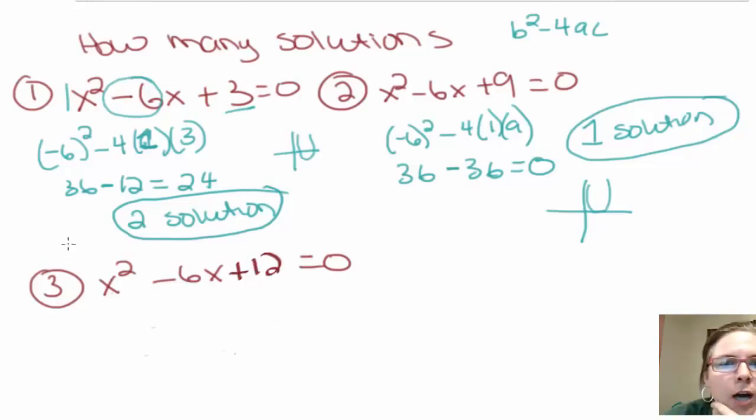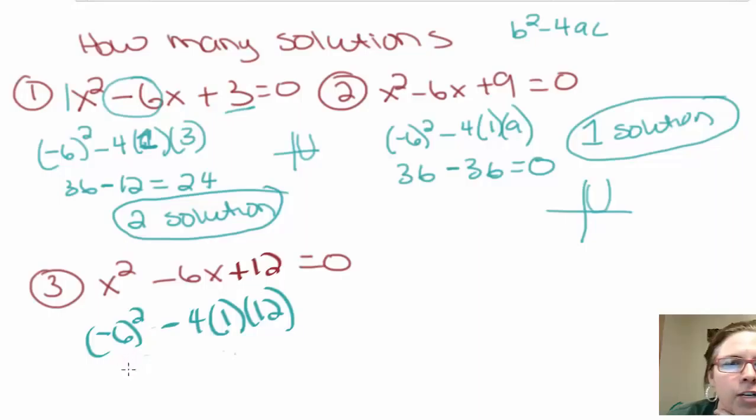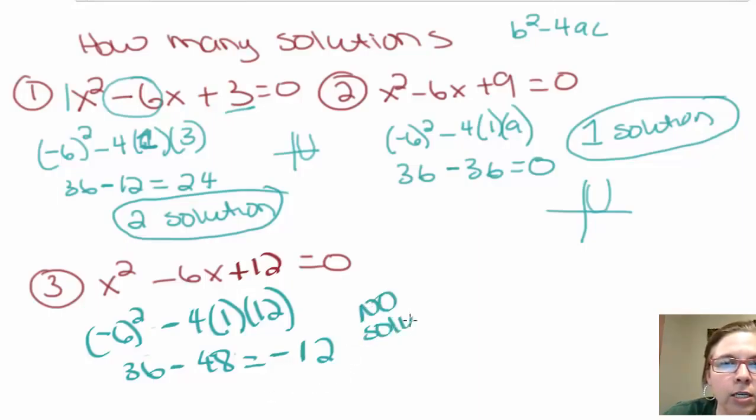We don't know where. On this one, again, it's negative 6 squared minus 4 times 1 times 12. So 36 minus, well, 12 times 4 is 48. So this is going to give us a negative number, negative 12. So that is going to be no solution. And what that means is the graph is up here somewhere. It's not crossing the x-axis. This being your x-axis, or it could be right here, but it doesn't cross it at all.